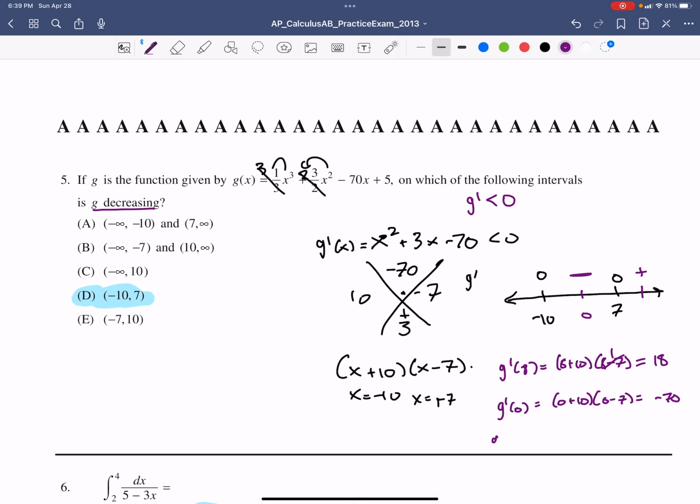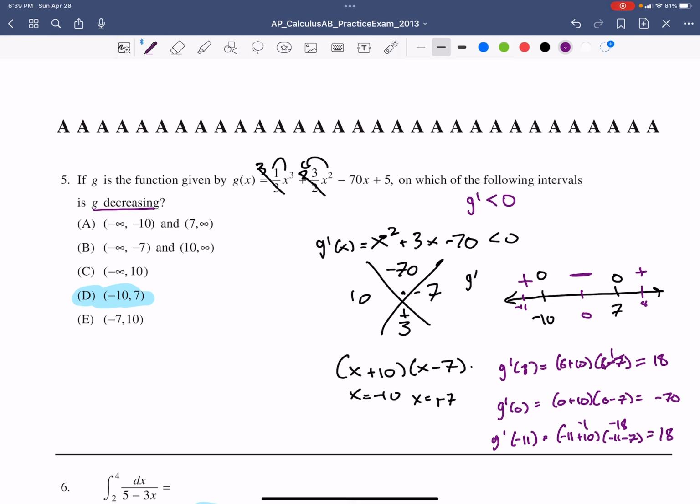And you also got to try a point to the left of negative 10. So I'm going to put negative 11. And you're going to have negative 11 plus 10 times negative 11 minus 7, right? Negative 11 plus 10, that's going to give me negative 1. That's going to give me negative 18. So that's going to turn into positive 18 also. So we're going to have positive points here. Right? We check these points right here.